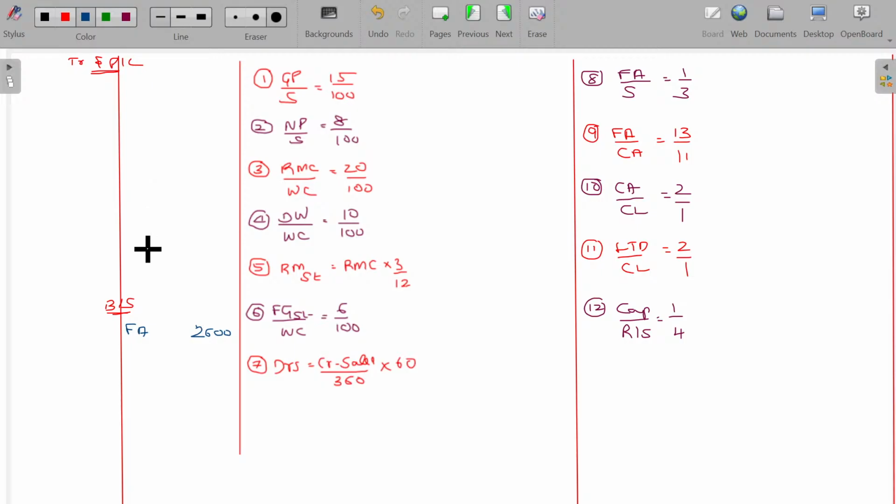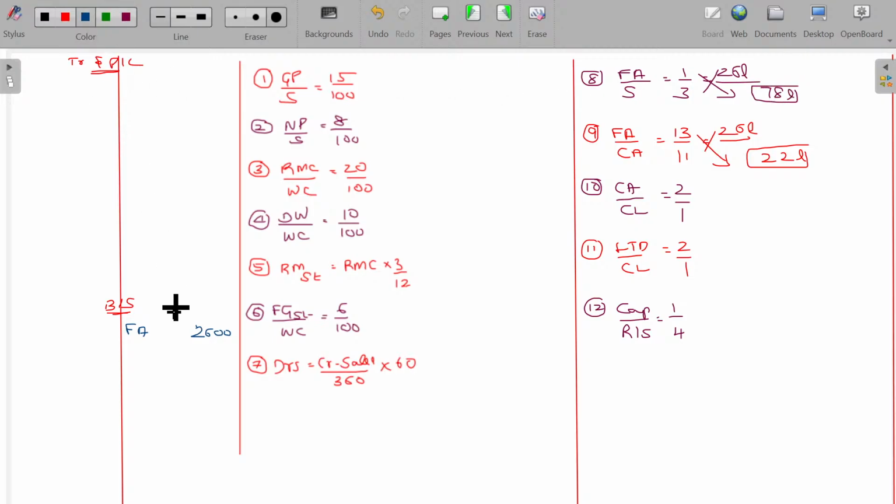Using this, what can be calculated? Wherever fixed assets we have now, we can feed the data there directly, 26 lakhs, only in these two places. Now you can solve this. Current assets should be 22 lakhs, and here 78 lakhs.